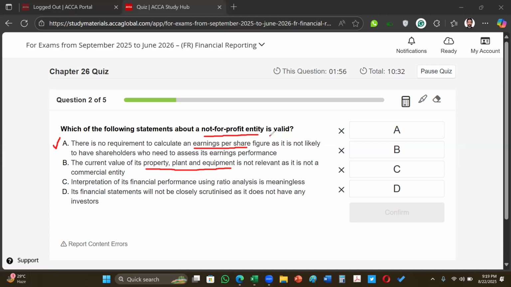We are looking for a valid statement for not for profit. Moving on to the next one, interpretation of its financial performance using ratio analysis is meaningless.